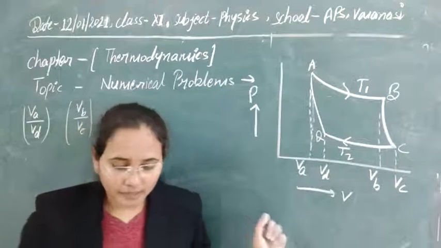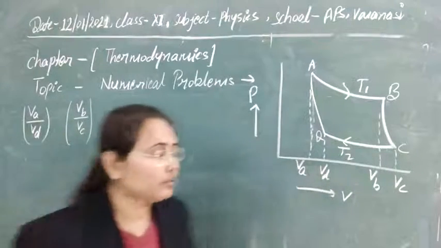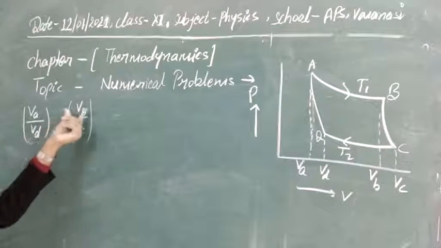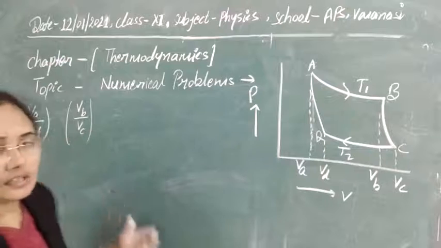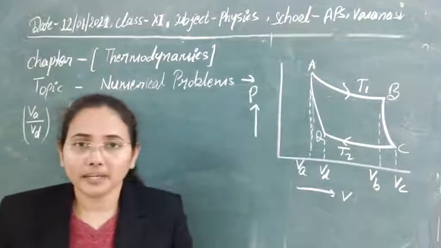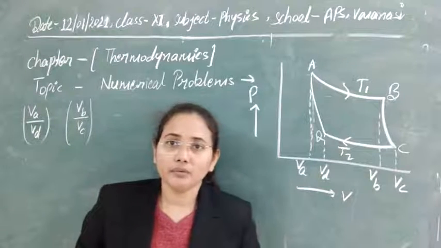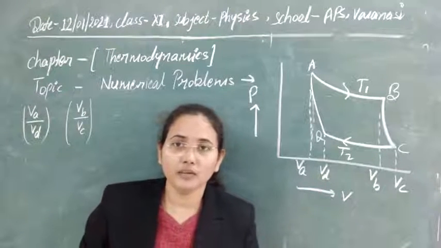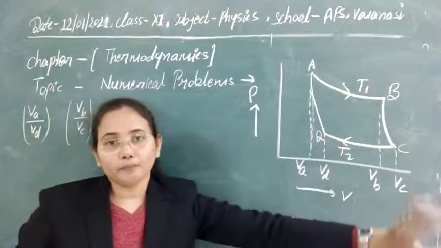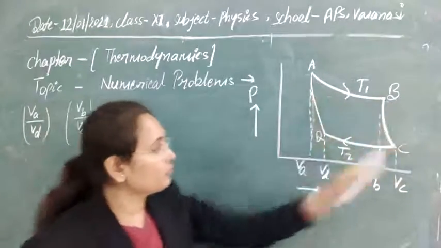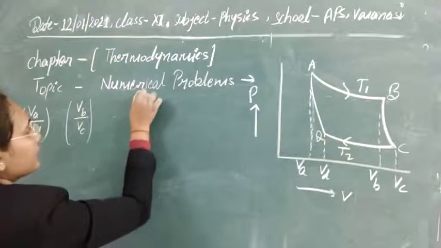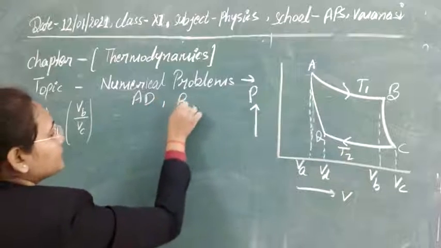How does the ratio of VA and VD compare with the ratio of VB and VC? How can we compare these two ratios? First of all, to compare these ratios, we have to calculate the values of VB, VA and the other terms. For this case, we have to put our concern only over these parts, AD and BC.